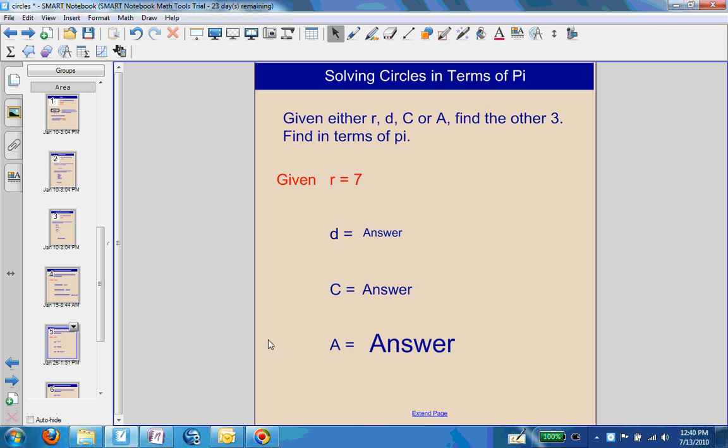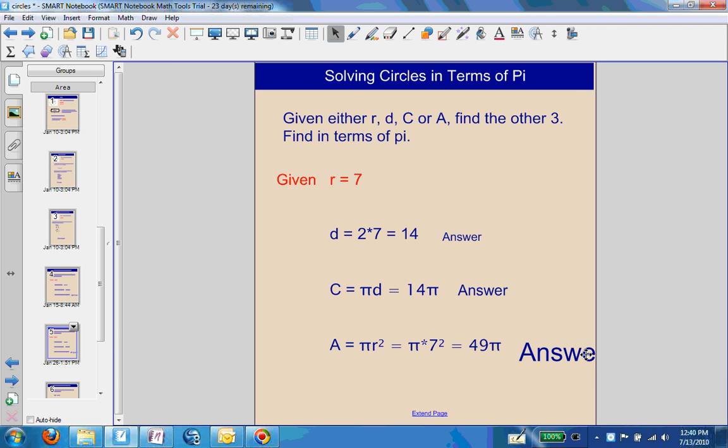In this next example, we're going to do the same thing. We're given radius of 7. The diameter has to be twice that big, so it's 14. The circumference is going to be diameter times pi, so it's 14 pi. The area is pi r squared, so it's going to be the radius squared, which is 7 times 7, which is, oh, excuse me, 49 pi.